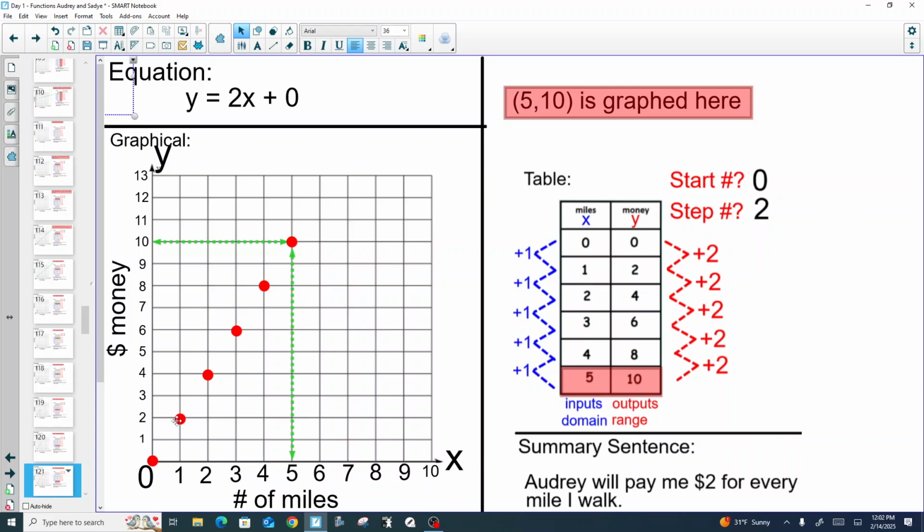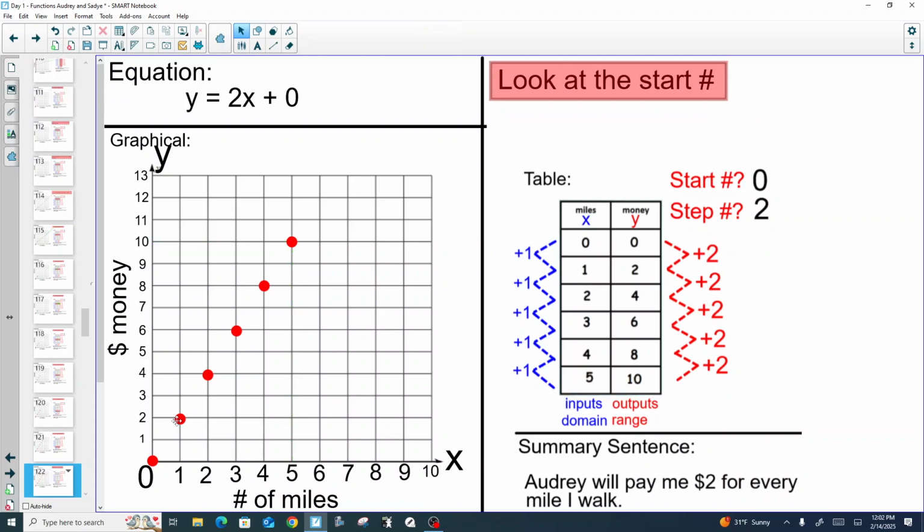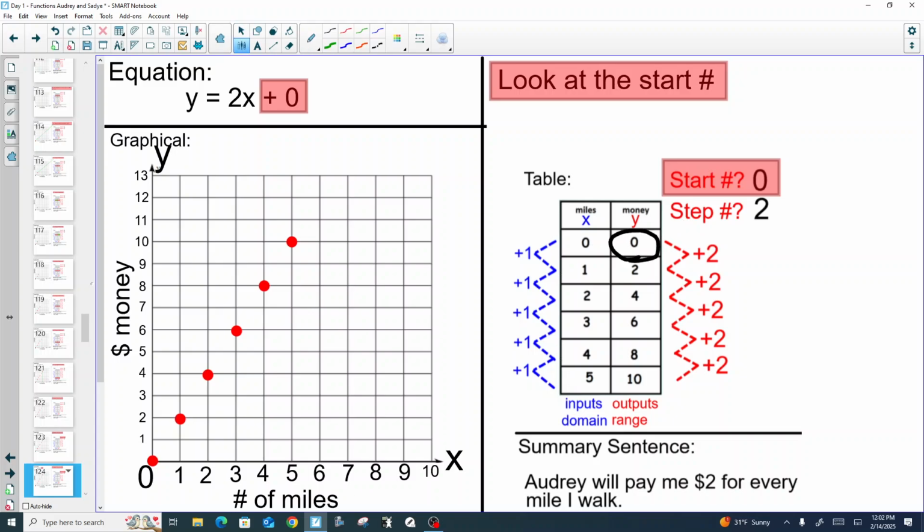Now technically you should run a line up through the dots, but we'll get to that in just a second. But look at the start number. What was our start number for Audrey? 0. And where can we find that? Well, wasn't it right there in the equation, the plus 0? And technically, wasn't it right here? So there's a lot of different spots that we can look at. Or if you look at the scenario, we hadn't gotten anything if we didn't walk at all. So you'd start with nothing for Sadie. She wasn't saying, hey, I'll pay you $5 just to show up, right? It was nothing. So there's different ways you can get that start number.